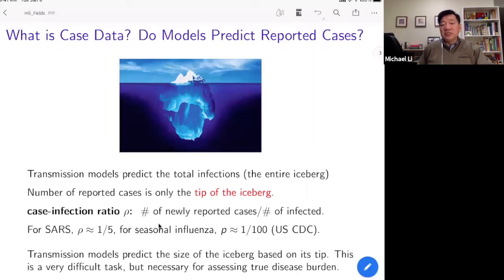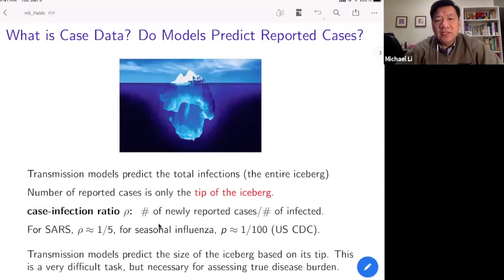For seasonal influenza, if you look at the US CDC, they've now published their model estimations on their website. You figure that ratio is at least 1 to 100. That's huge. There are a lot of people infected who are not being tested. So what is the case infection ratio for COVID? That's really one of the things we would like to estimate from the model.